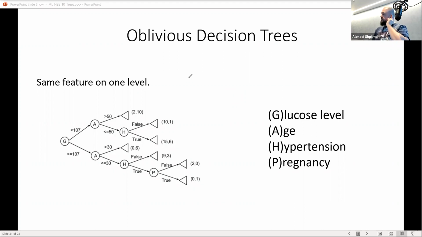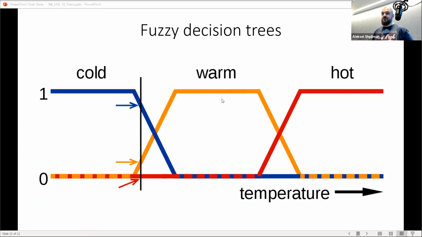Just a simple tree. So these are one type of strange trees, oblivious decision trees. Another strange type is fuzzy decision trees.